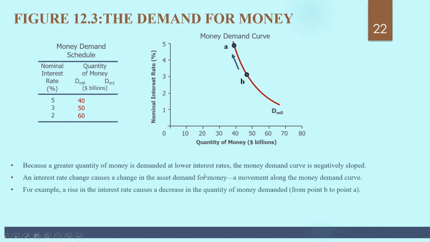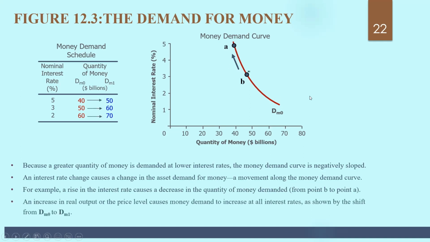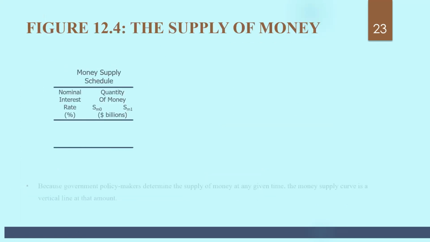A rise in the interest rate causes a decrease in the quantity of money demanded. So it's similar to just supply and demand. An increase in real output or price level causes money demand to increase at all interest rates, as shown by the shift from DM0 to DM1.